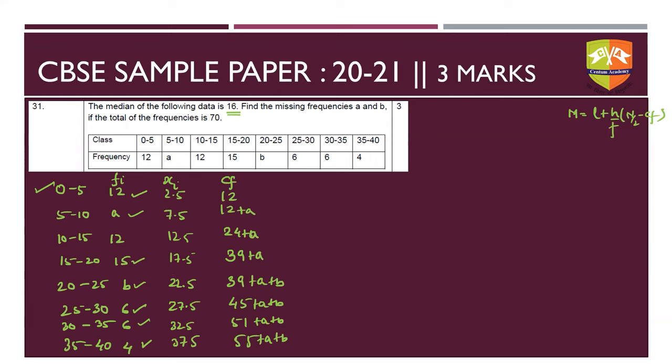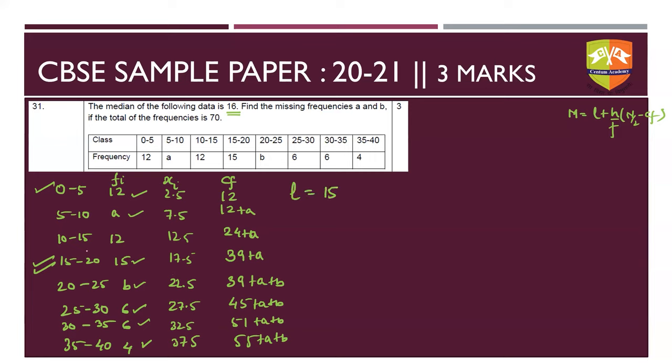Actually, it's given that the median of the following data is 16. So what is the median class? Highest frequency, yes. 15 to 20. Correct. So hence, what is L?